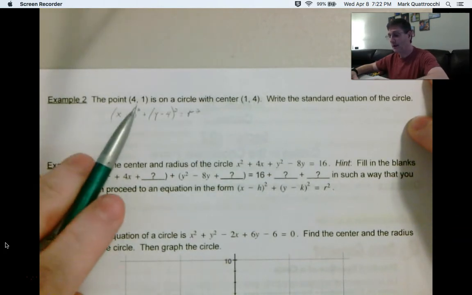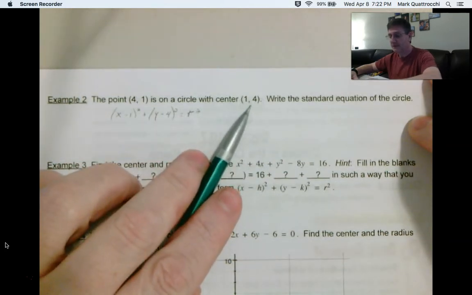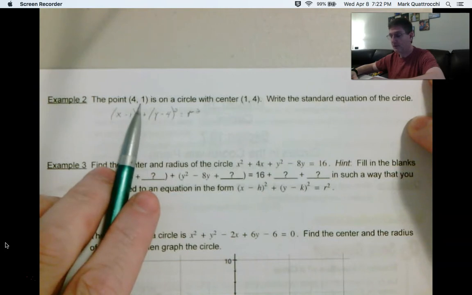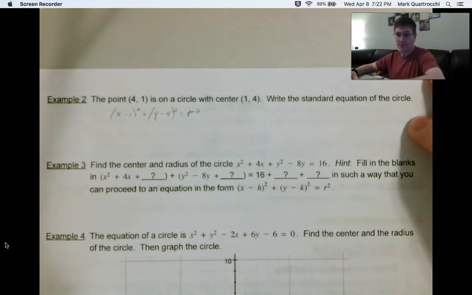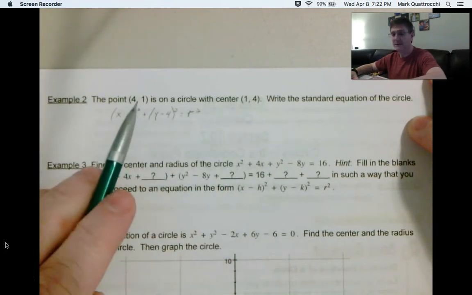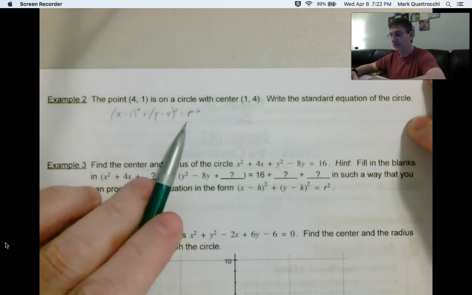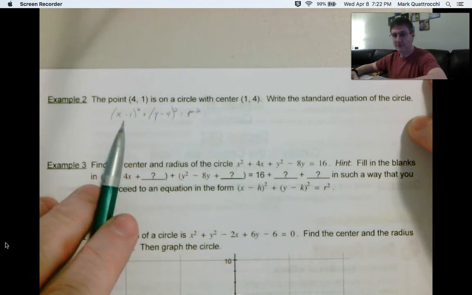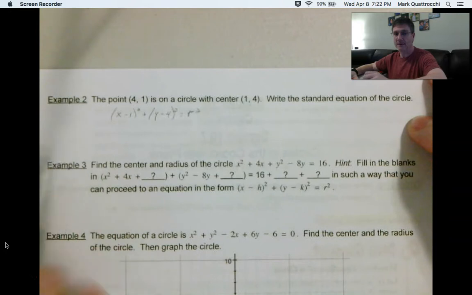Now, to find out what r is, we want to know the distance from this point to this point. The center to any point on the circle is always going to be equal to r. There's a couple different ways we could do that. One, we could plot it and see if we are able to count the points. In this problem, we are not. We can use the distance formula between these 2 points. Using the distance formula, though, is the equation of a circle. There's no difference between the distance formula, the equation of a circle, and the Pythagorean theorem. They're all exactly the same.